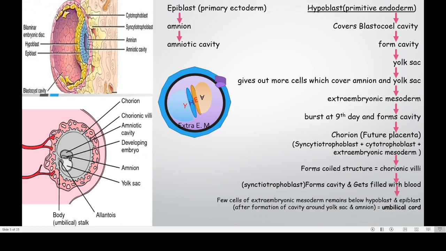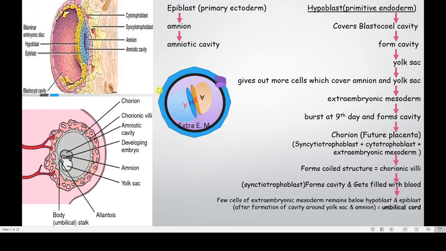So once again we'll just see this: the epiblast forms the amnion and amniotic cavity, and the epiblast will be there as it is. Then the hypoblast will cover the blastocoele and it will form the yolk sac. The yolk sac will give certain cells which will form extra embryonic mesoderm. Here also you can see.